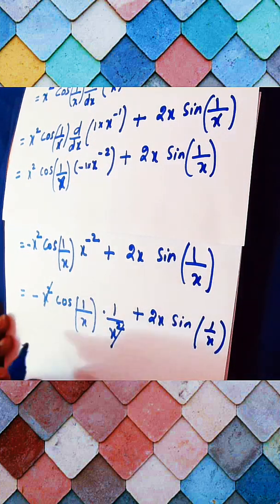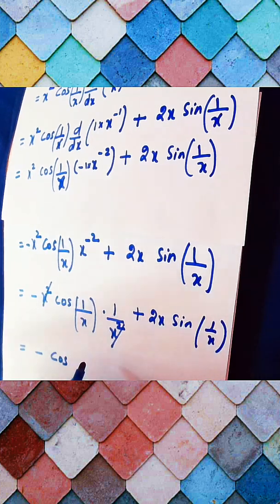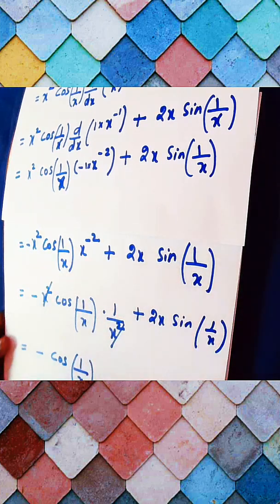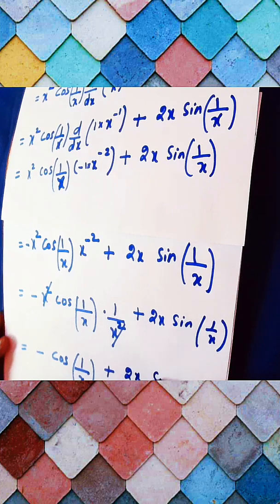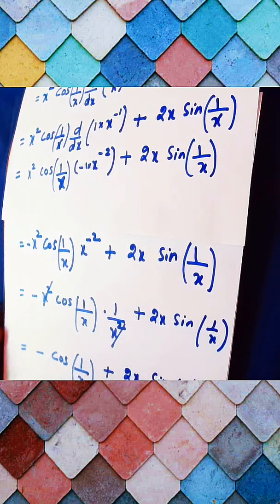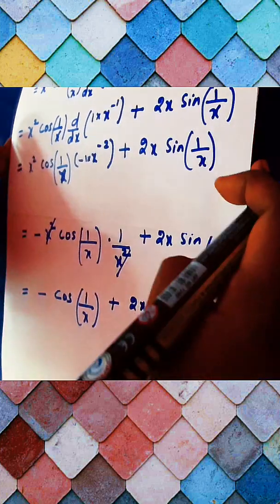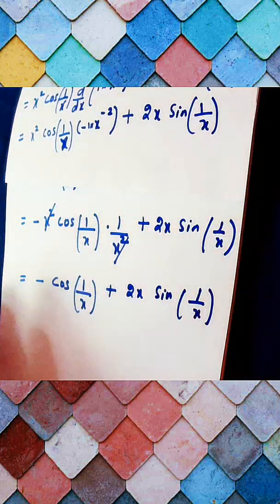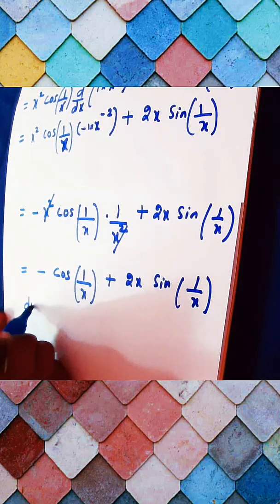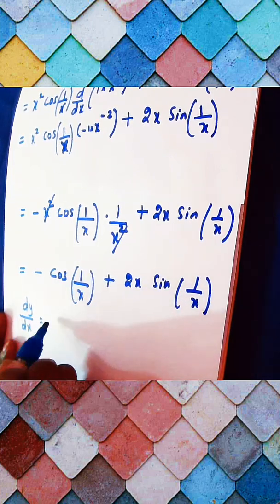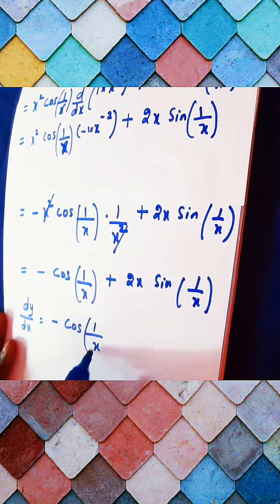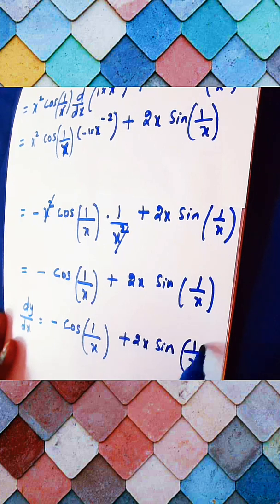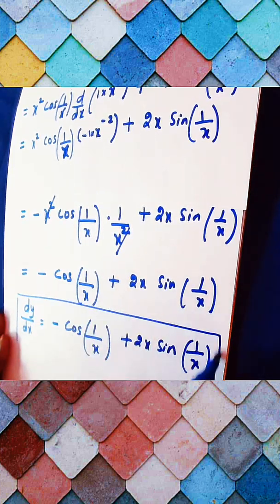Which is equal to, already you have a minus cos 1 by x, because this x square got cancelled, plus 2x into sine 1 by x. This is your dy by dx. Final answer is minus cos 1 by x plus 2x into sine 1 by x. This is the answer.